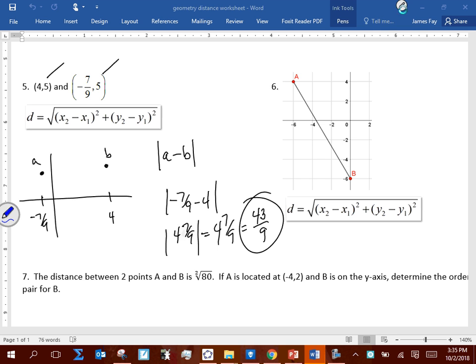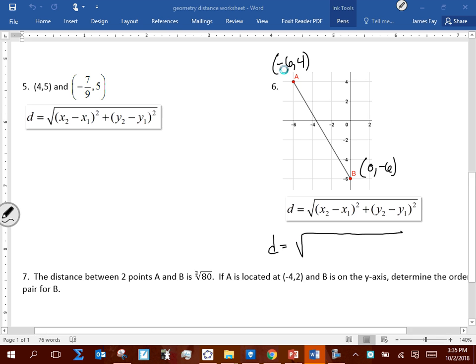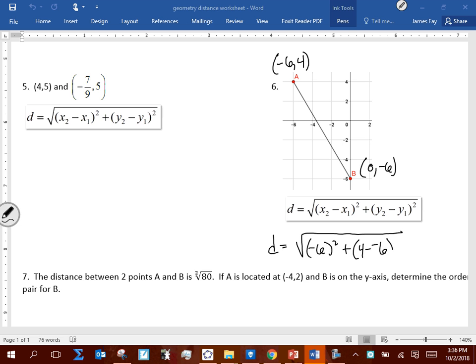That's fine. This question here is the same as the first 5, but instead of giving you the ordered pairs explicitly, I made you work for them a little bit. So you have to find -6, 4, and this one here is 0, -6. So then distance here, subtract your x's. -6 minus 0 is -6. Subtract your y's. 4, and this is where people get into problems. 4 minus -6 turns into 10.